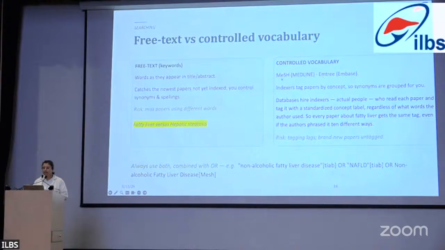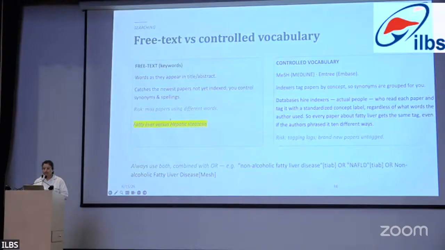Match term is, there are indexers who sit and tag papers by concept. So synonyms are grouped for you. So if I search for a match term fatty liver, it will come along with hepatic steatosis and other synonymous words. So databases hire indexers, actual people who will read each paper and tag it with the concept label. Okay, so there is also free text.